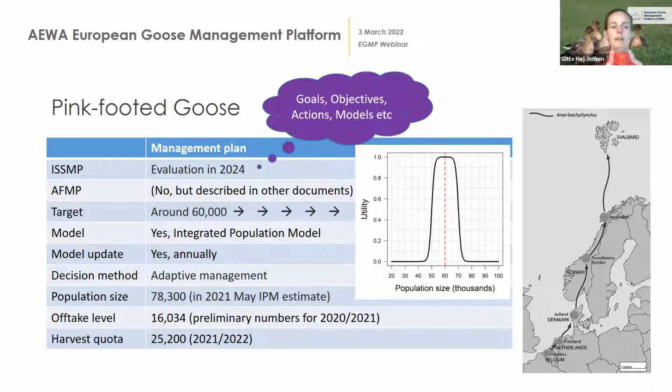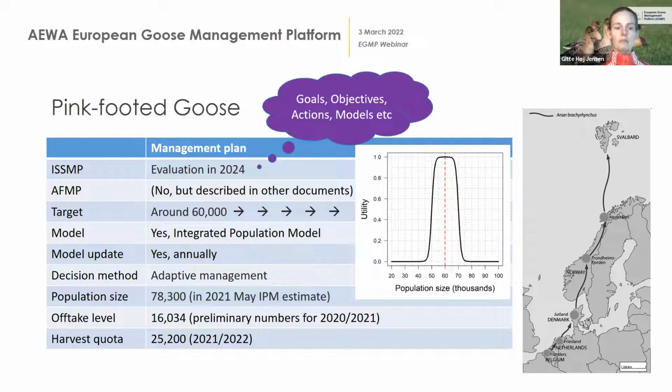It's a bit technical, but in other words, we have a target and it's quantitative, so we can use it in the optimization process. We also have a model. We have an integrated population model, and in terms of adaptive management, the model is updated annually. So we learn something about the system and which factors have more effect, or at least how they change. That could be the survival or the productivity, density dependent processes, etc. So all the time we learn something when we collect the data and can update the models. So here our decision method is adaptive management.